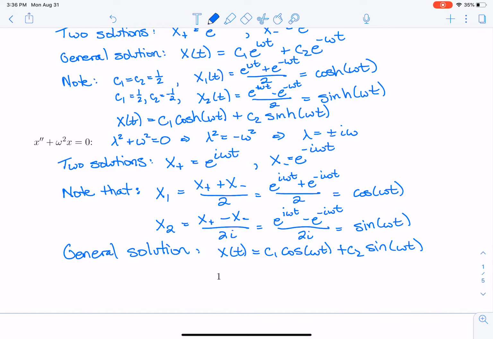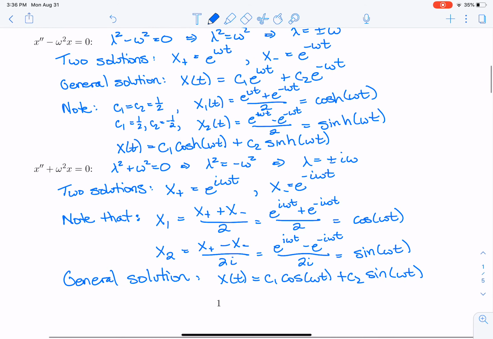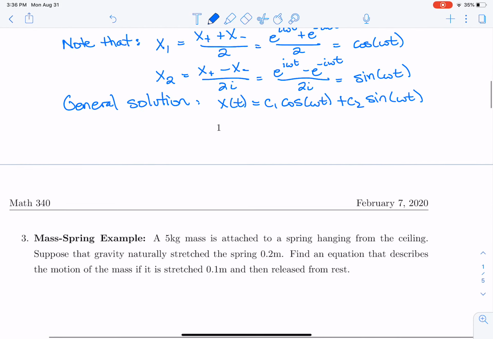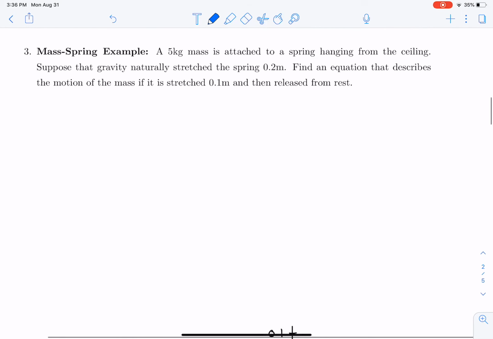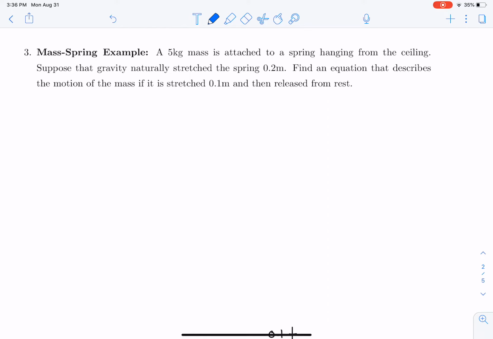Okay, now that we've solved these second order differential equations, in the case that we have a minus omega squared and a positive omega squared, let's go back to that mass spring problem idea. Here, a 5 kilogram mass is attached to a spring hanging from the ceiling. Suppose that gravity naturally stretches the spring by 0.2 meters.